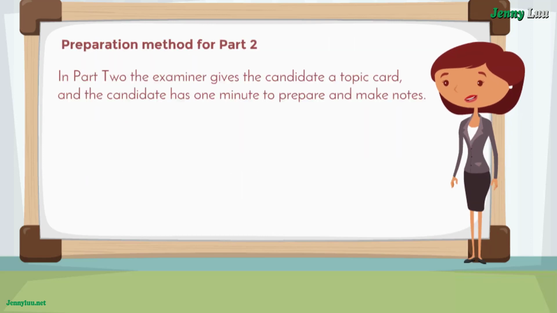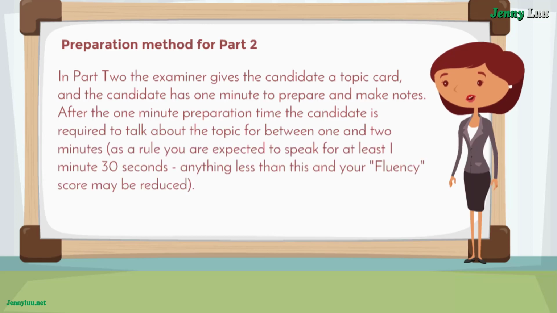Preparation method for Part 2. In Part 2, the examiner gives the candidate a topic card, and the candidate has 1 minute to prepare and make notes. After the 1 minute preparation time, the candidate is required to talk about the topic for between 1 and 2 minutes. As a rule, you are expected to speak for at least 1 minute 30 seconds. Anything less than this and your fluency score may be reduced.